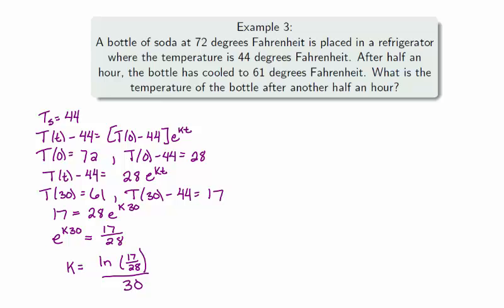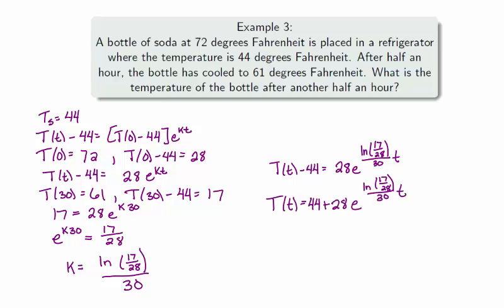Therefore, our original equation is T(t) - 44 = 28e^(ln(17/28)/30 × t). Or, T(t) = 44 + 28e^(ln(17/28)/30 × t).